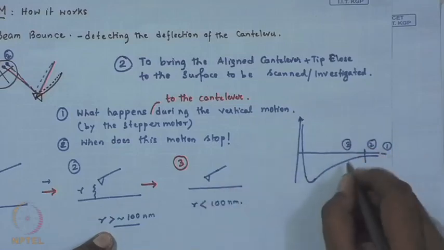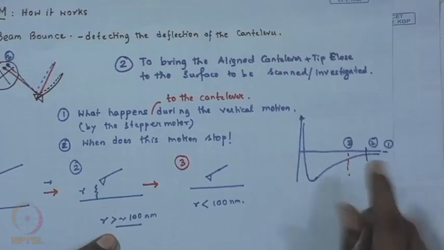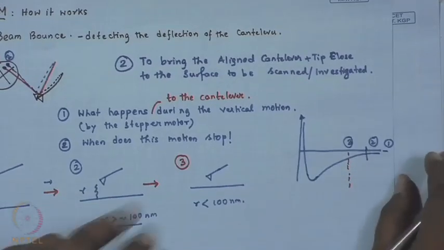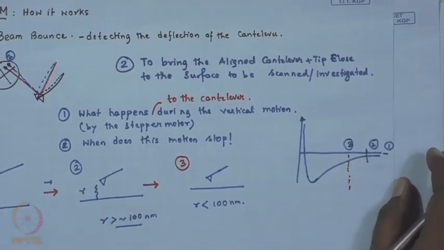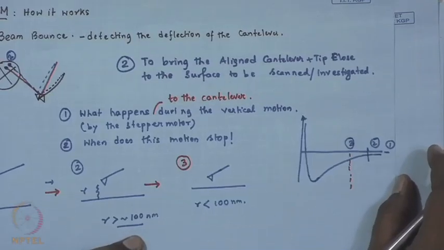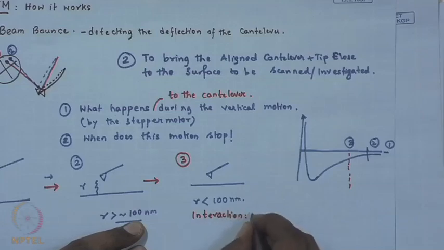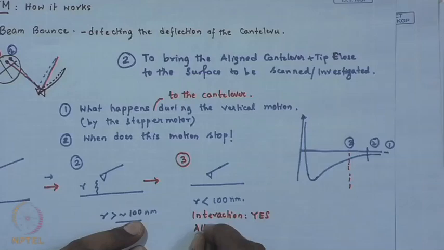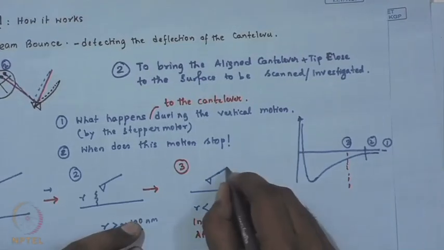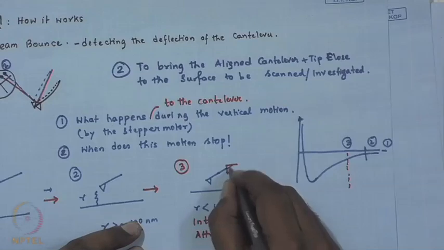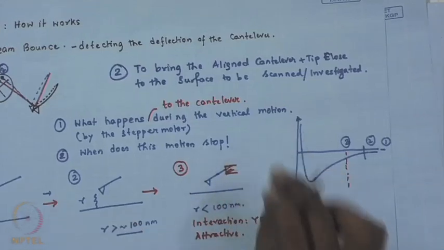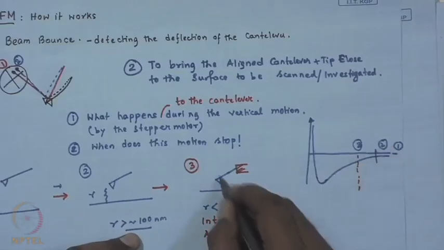So, what happens? Now, you no longer can say that there is no interaction between the tip and the sample surface, there is interaction. Yes, and the nature of interaction is attractive. Okay. So, do not forget this is a cantilever. So, this end is fixed with the mounting or the chip, but this end it is free.